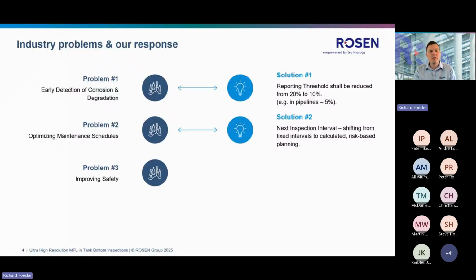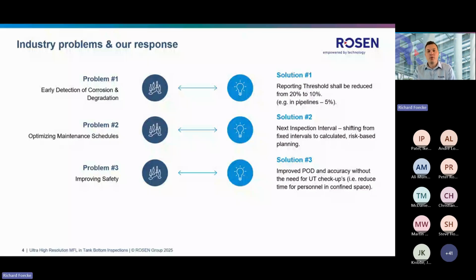The third problem is actually the improved safety, and there not only the safe operation of the asset, but also the safety of our personnel. So with an improved POD and accuracy without the need to do manual checkups, we reduce the time for our personnel in confined space. And there, of course, the automation comes into play.